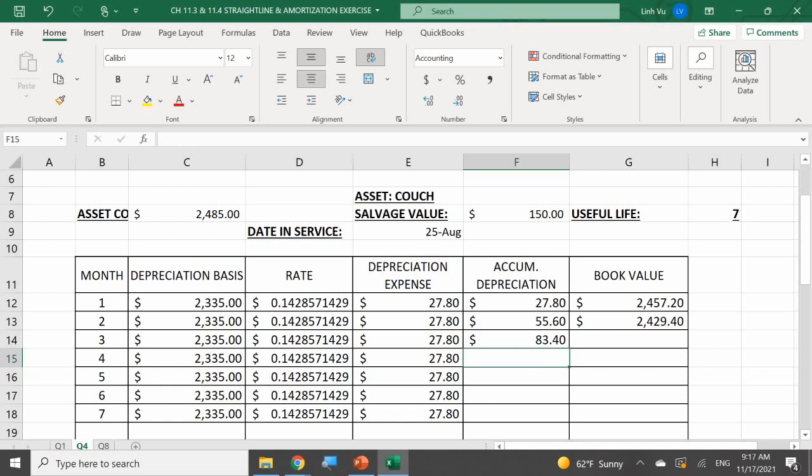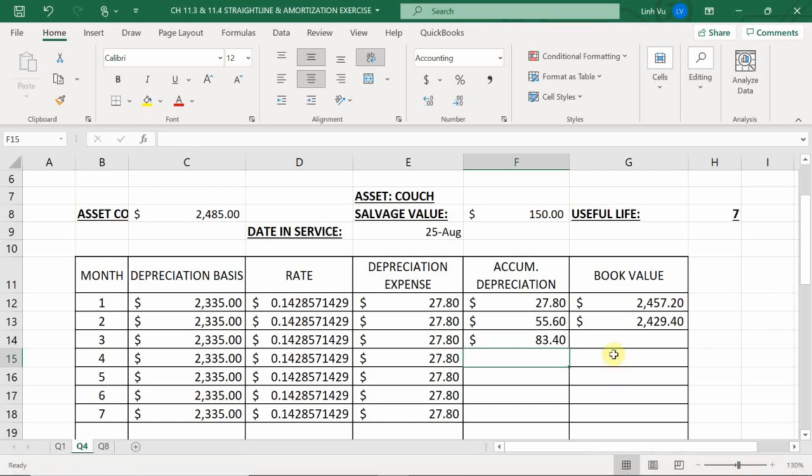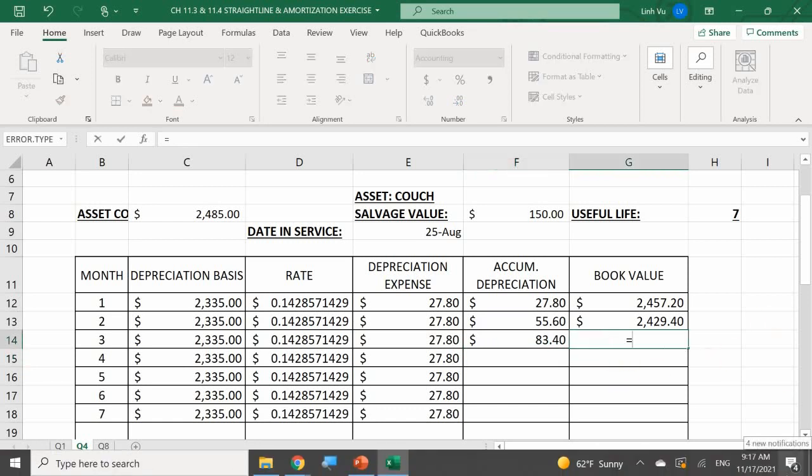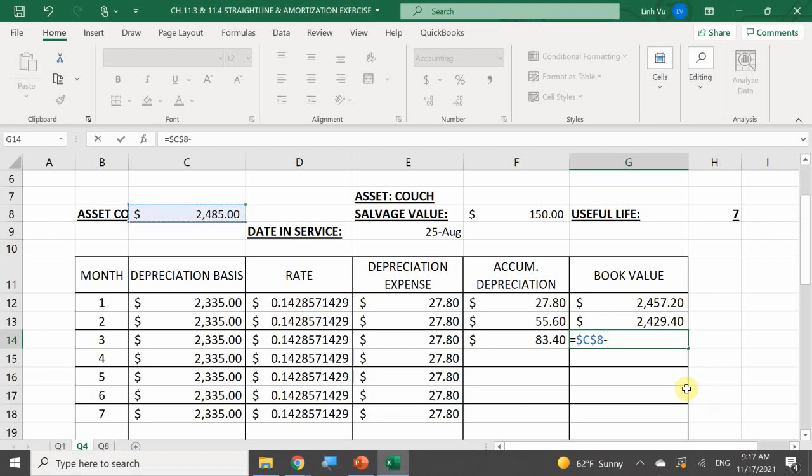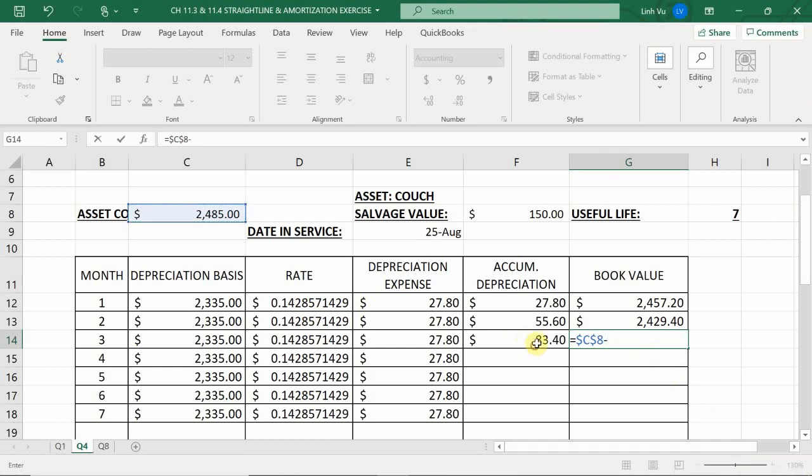Okay. And then now, what is book value? If you're going to subtract it out from the $2,485, okay? $2,485 minus 8340. What is my book value now?